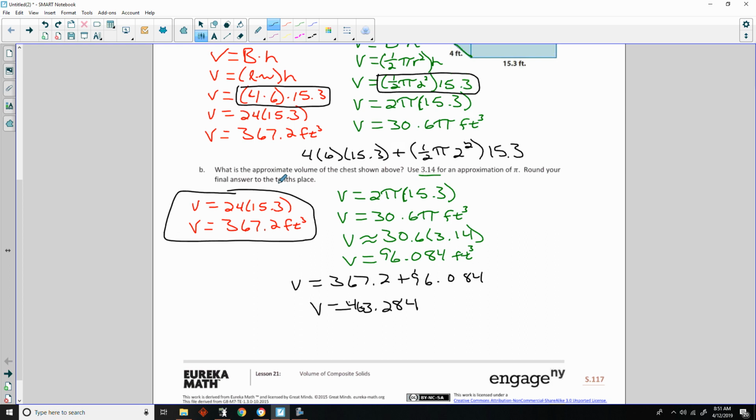Round your final answer to the 10th place. Always read the question when you're done. So I'm going to round this now. So volume, and it's an approximation, so I should have this. Volume is approximately 463.3 cubic feet. So there is our final answer.